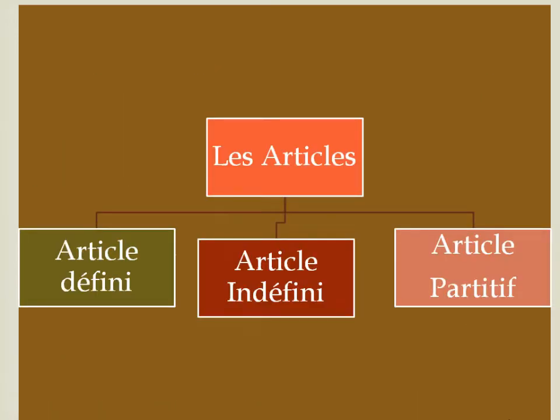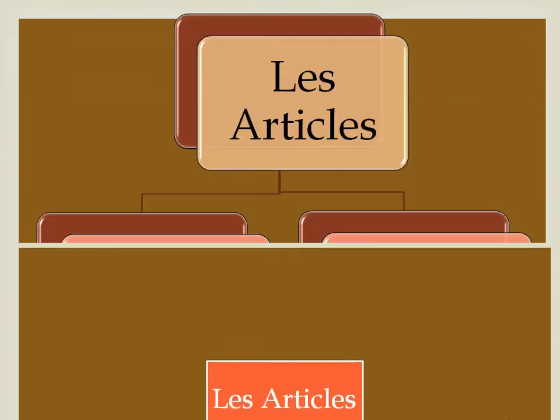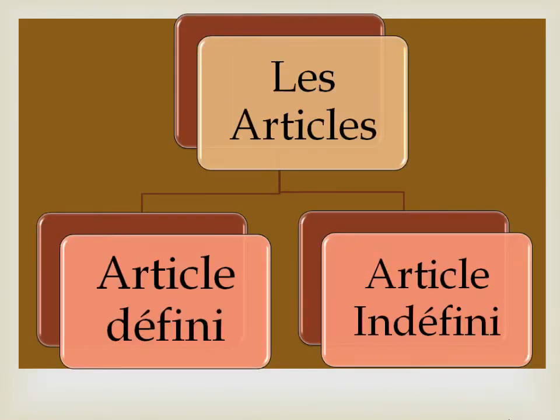In French, there are three different types of articles: definite article, indefinite article, and partitive article. Les articles, article défini, article indéfini et article partitif. First of all, we'll discuss definite articles and indefinite articles as they are most commonly used in French as well as in English.